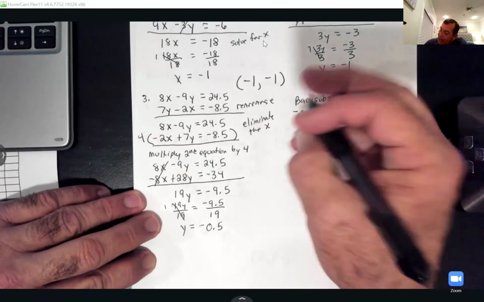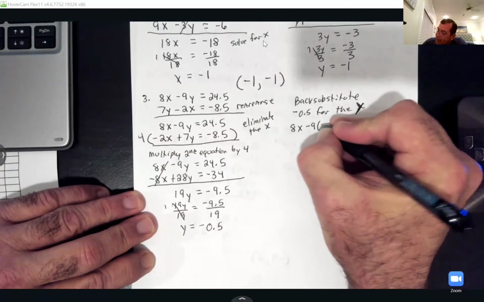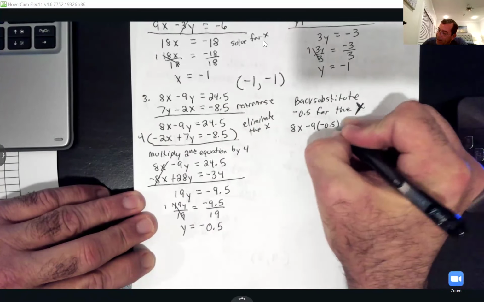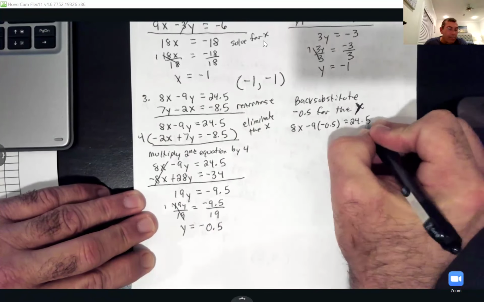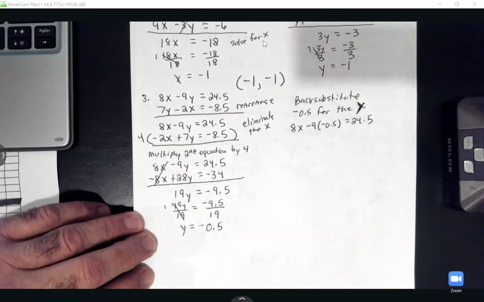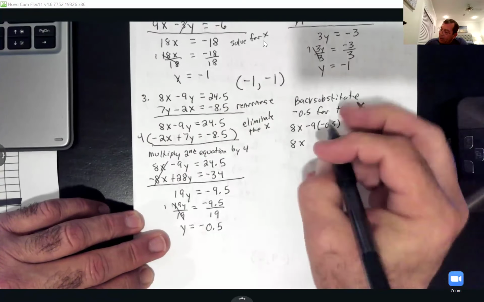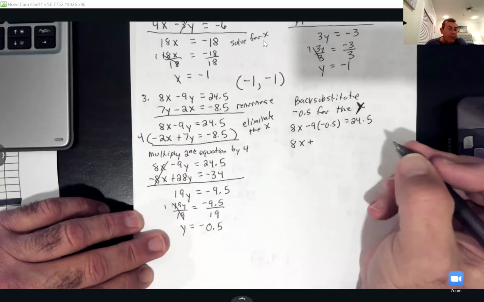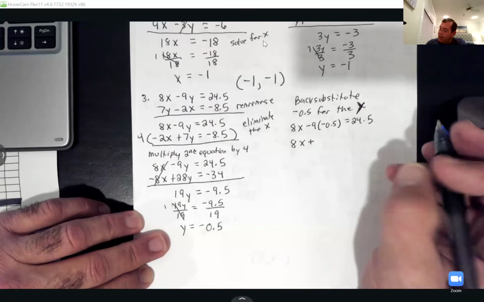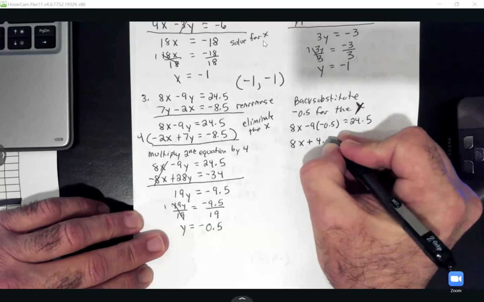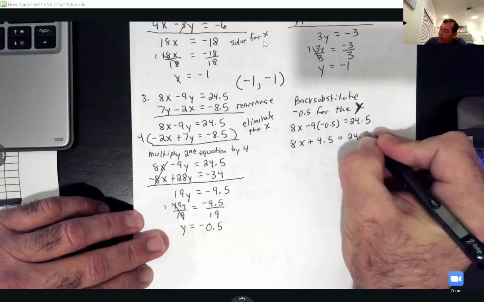So I'll have 8x minus 9 times a negative 0.5 equals 24.5. Yep. All right, y'all, so that'll be 8x. Let's see, I know that's going to be a positive. Well, half of a 9 is what, a 4.5? Yep. And that's going to equal 24.5.